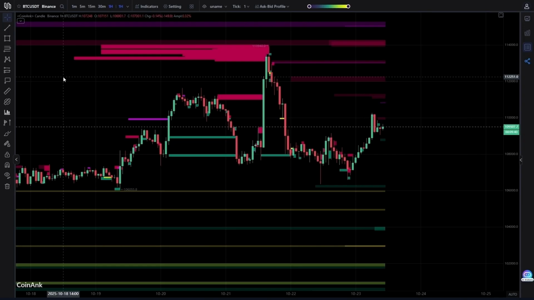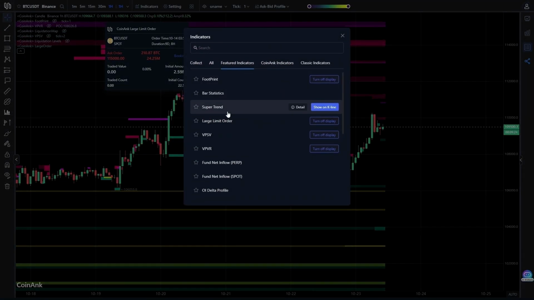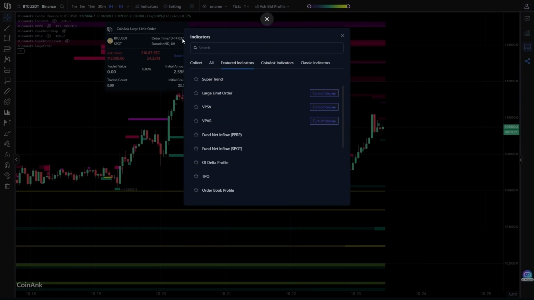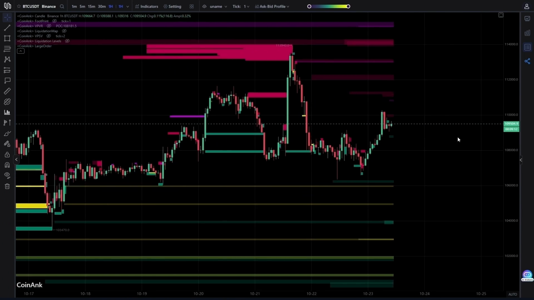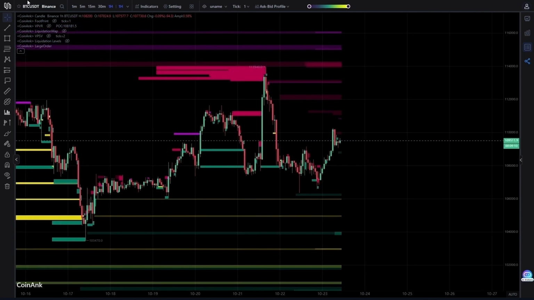If you don't know CoinAnk already, I recommend watching my videos on CoinAnk. We are here on CoinAnk, looking at a large order indicator, which can be found right here in the indicator tab, features indicator, and we put on large limit order. We're here on the Bitcoin chart on Binance. Now, what do we see?